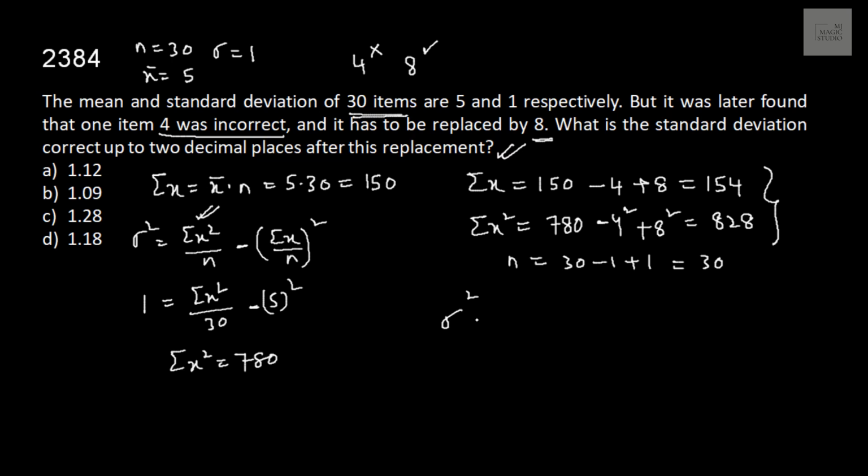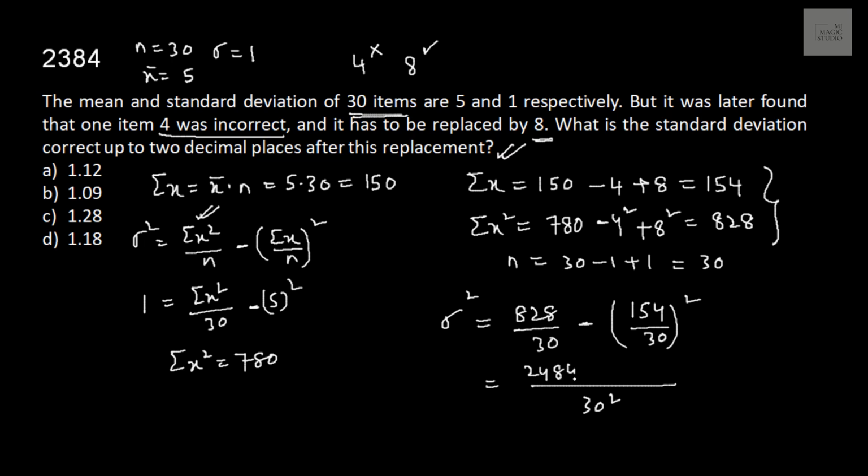So now the correct value of sigma square would be summation x square 828 by n 30 minus summation x 154 by 30 whole square. And if I take LCM 30 square, 828 into 30 would be 24840 minus 154 whole square is 23716. That would give me 1124 by 900. Therefore correct value of sigma is root over 1124 by 900.